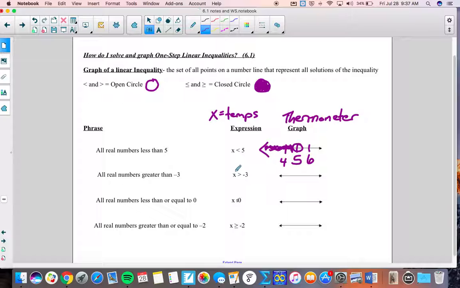So this would say that all numbers greater than negative 3. So on our graph, we're going to start at negative 3. Of course, we'd have negative 2 to the right and negative 4 to the left on our number line. We want numbers that are greater than negative 3. So numbers to the right are greater.